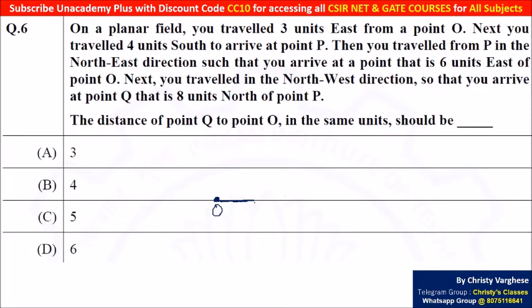So with that idea, 3 units to the east. East means right side. So here you are reaching. Next you travel 4 units south. South means downward direction. That means something like this. 4 units south to arrive at point P. So this is the point P.